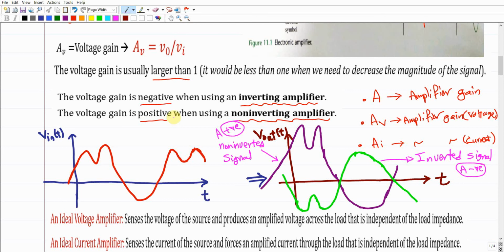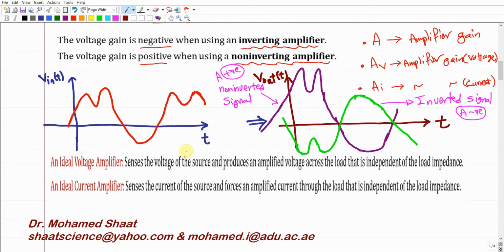Any specific amplifier has its own gain value. It is a constant value for the amplifier. If it is positive, it means that we have a non-inverting amplifier. If it is negative, we are going to have an inverting amplifier. Generally, we're going to explain these two statements in more detail.